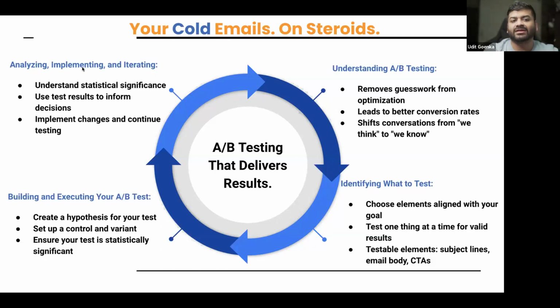Step 1 is analyzing, implementing, and iterating. Step 2 is understanding A/B testing. Step 3 is identifying what to test. And finally, step 4 is building and executing your A/B testing. This entire slide covers all the core 4 pillars in terms of understanding A/B testing.